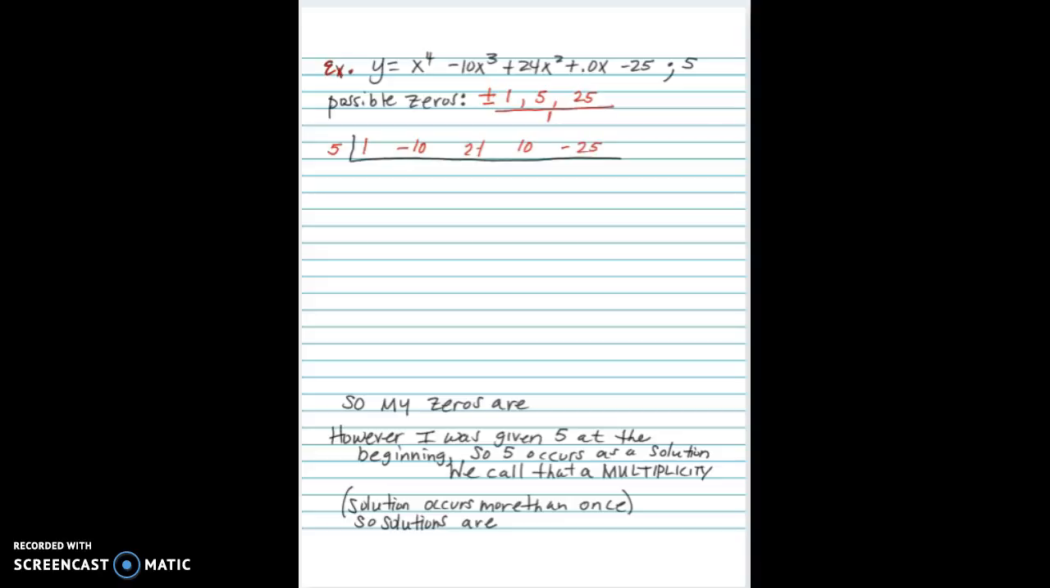So when I do my synthetic division, I of course bring down the 1. 5 times 1 is 5. I add and I get negative 5. 5 times negative 5 is negative 25. I add and I get negative 1. 5 times negative 1 is negative 5. I add and I get 5. 5 times 5 is 25. I add and I get 0. I was expecting a 0 because they told me 5 was a solution.